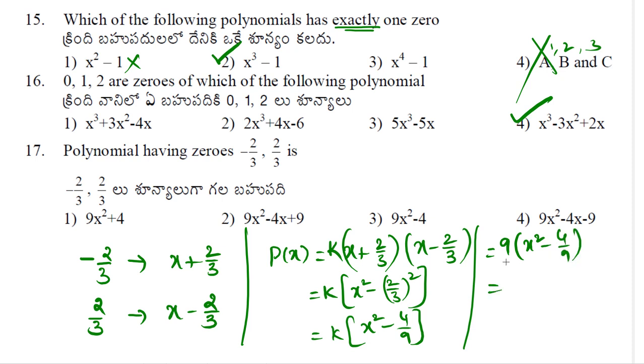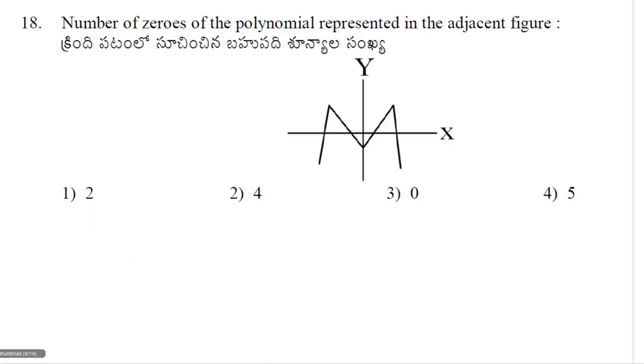Now let us distribute. That means 9 times x square is 9x square. Then minus 9 times 4 by 9. 9 and 9 gets cancelled. This is equal to 9x square minus 4. This is the correct answer. So option 3 is the correct answer in this case. Let's go to next problem.